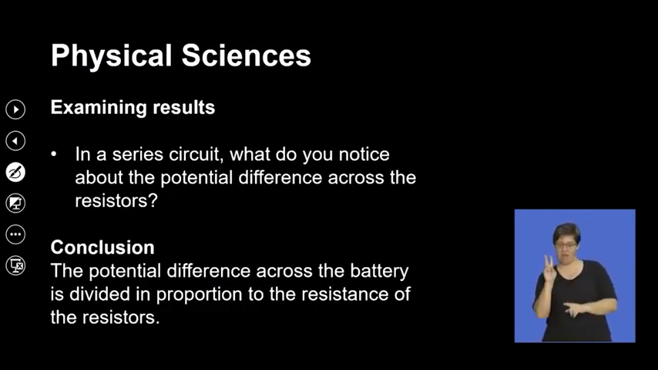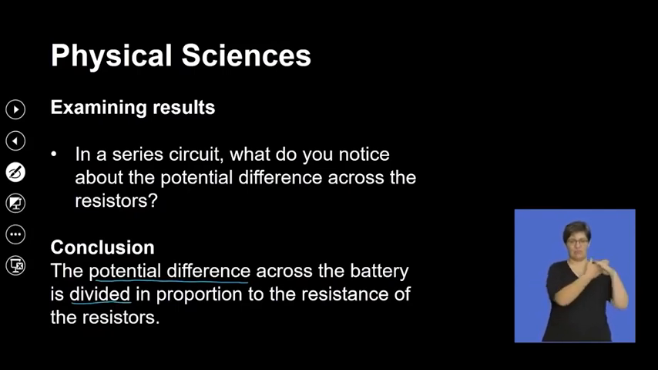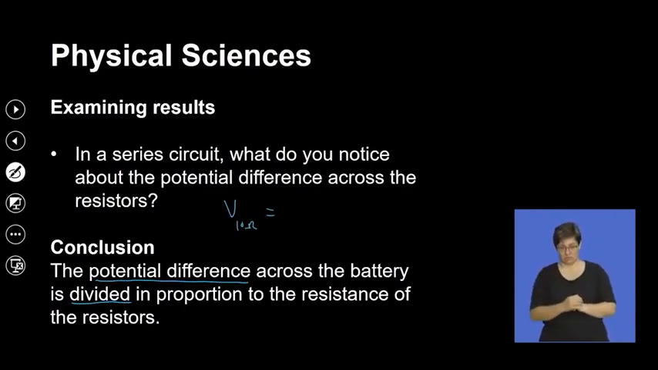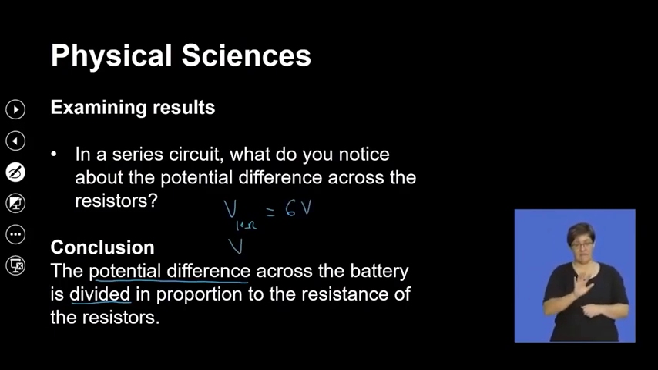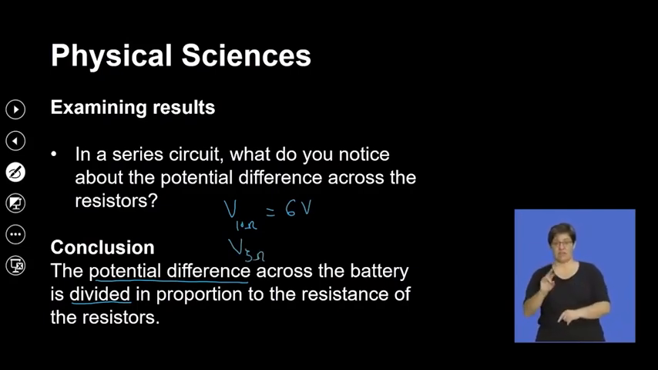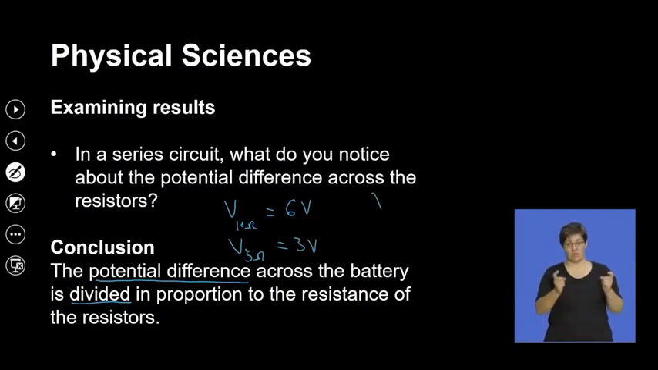So in a series circuit, what is it that you notice about the potential difference across resistors? In conclusion, we can say that the voltage or the potential difference across the battery is divided in proportion to the resistance of the resistors. You'd realize that V across the 10 ohm resistor is 6 volts, and V across the 5 ohm resistor is 3 volts. So if you say V across R1 plus V across R2, you will actually get your V total, which is your terminal potential difference, right?